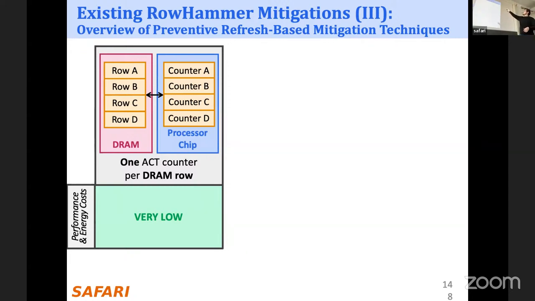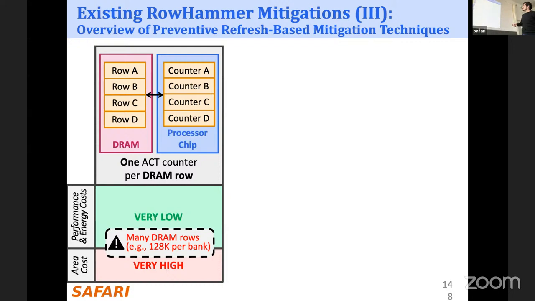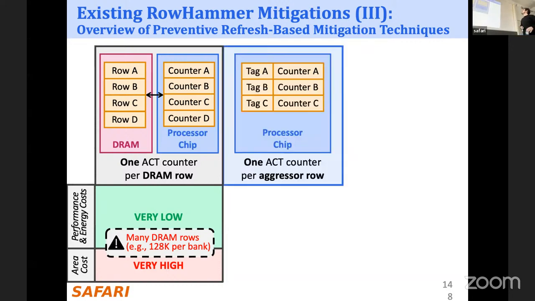But its hardware area cost is huge because you have 128,000 DRAM rows in a bank, and you have 16 banks, and you have multiple modules in your system, and then in each channel, and you have multiple channels, so the overhead is huge. Unfortunately, it's not quantified here. Maybe it is. No, it's not. But it's huge. Just believe me for now.